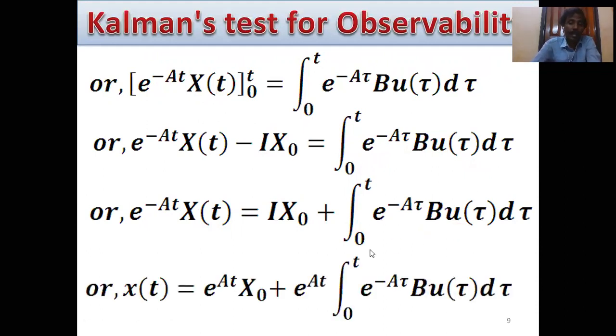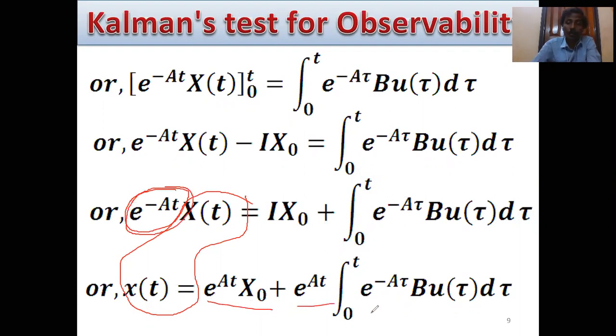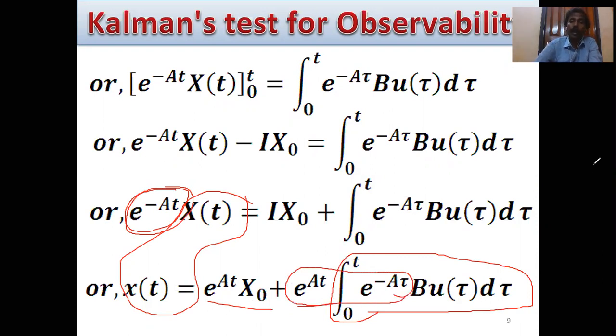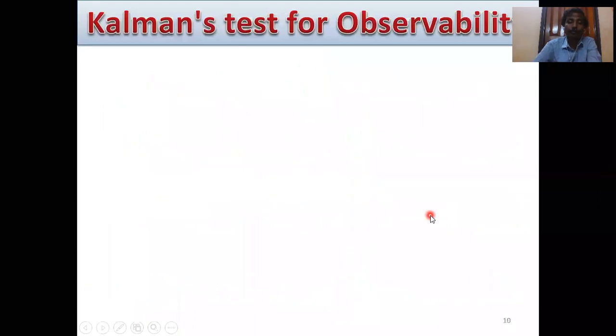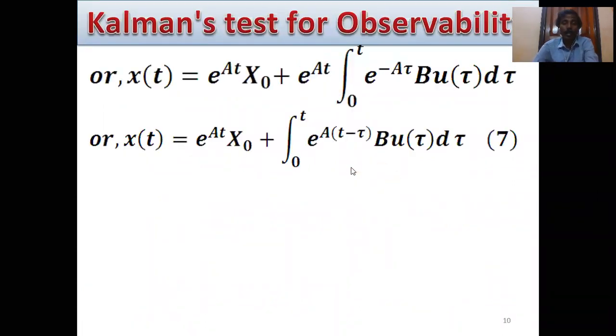Then what is x(t)? x(t) equals, dividing both sides by e to the power minus at, we get e to the power at x0 plus e to the power at times the integral from 0 to t of e to the power minus a tau b u(tau) d tau. Then combining these two values, e to the power at and e to the power minus a tau, we get x(t) equals e to the power at x0 plus integral 0 to t of e to the power a(t minus tau) b into u(tau) d tau. This is equation number 7.